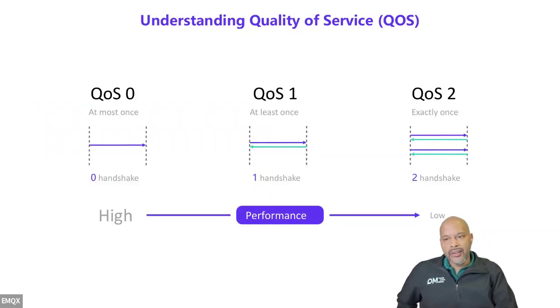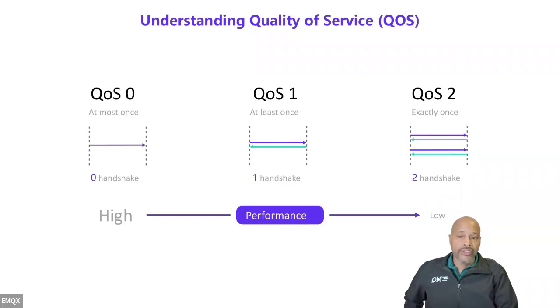So now that we have all those core components in place, another requirement of MQTT is being able to provide a level of quality of service. There are 3 levels of quality of service in MQTT: QoS 0 being at most once, QoS 1 being at least once, and QoS 2 being exactly once. So QoS 0, we often refer to as fire and forget.